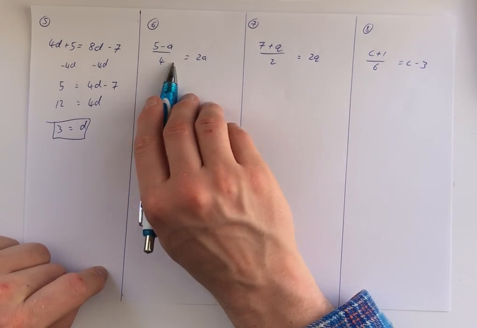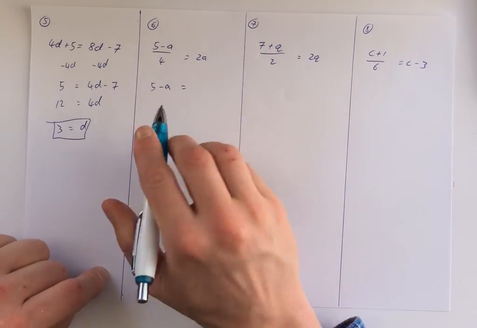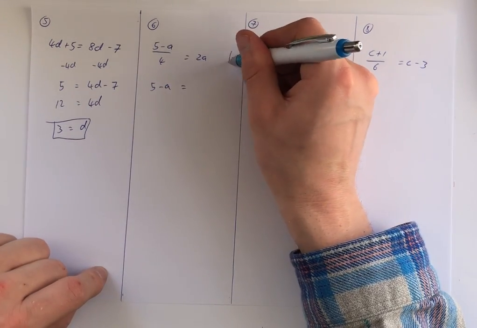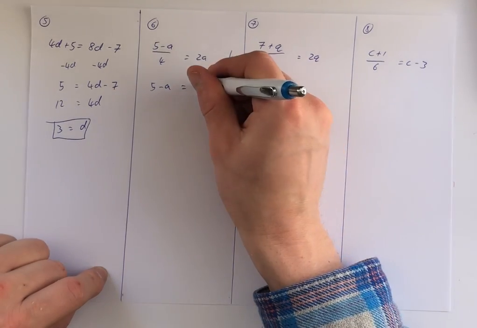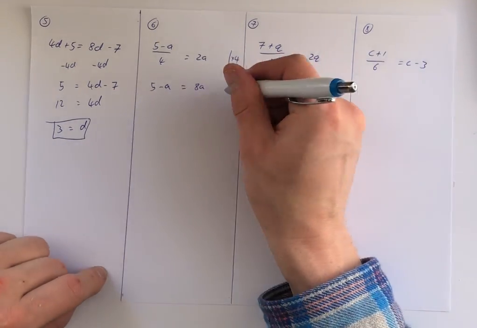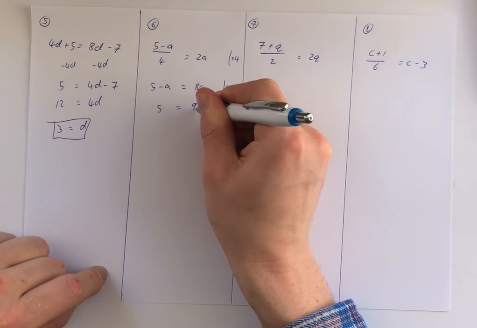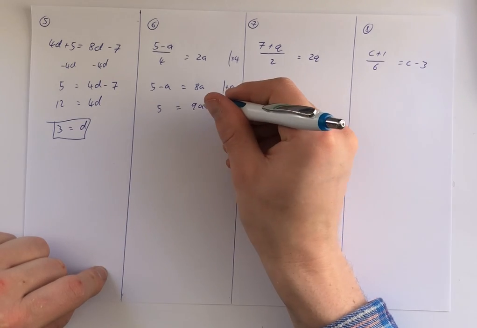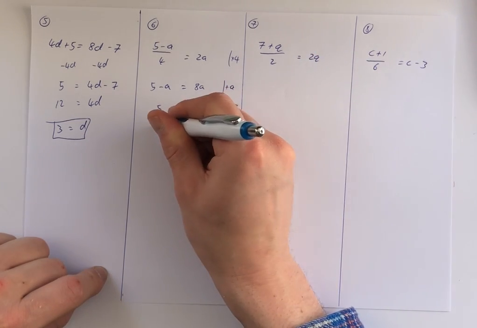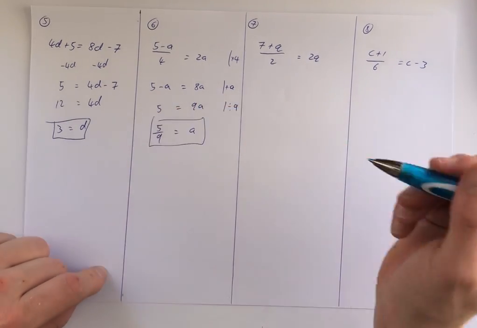The same thing I could do to both sides here would be multiply through by 4, so that 5 minus a is left by itself. Cancel that denominator. So it's times by 4. And that's going to be equal to 8a. Well, I want to get rid of this negative a, so I'm going to add a to both sides, so that 5 is equal to 9a. Now I don't want 9a equals 5, I just want 1. So if I divide by 9, 5 divided by 9 is equal to a, and I'm done.